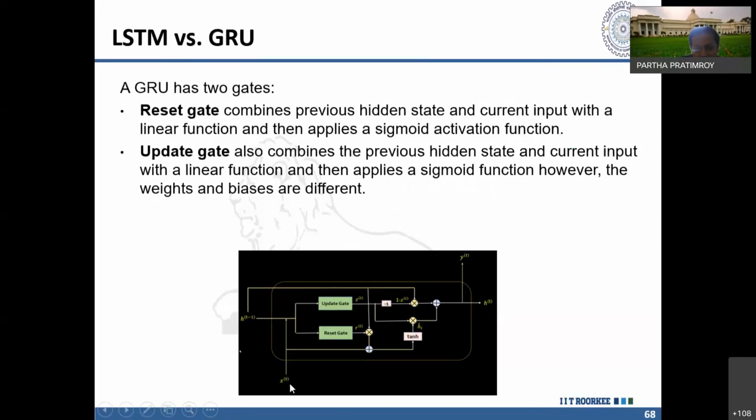You have Xt as the present information and Ht minus 1 as the past information. You see the update gate and reset gate. Okay. So the reset gate combines the previous hidden state and current input with a linear function and then applies a sigmoid function. The update gate also combines the previous hidden state and current input with a linear function and then applies a sigmoid. So it is a sigmoid function, however the weights and biases are different. So you remember this sigmoid function and then this tanh function. What is the difference?